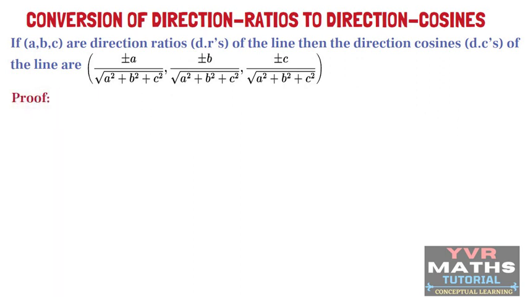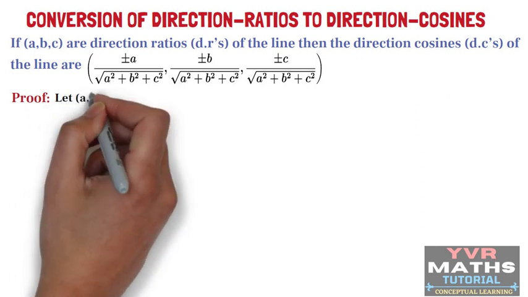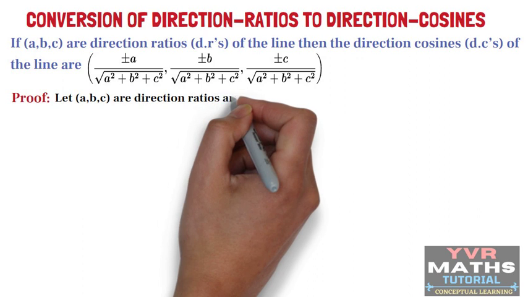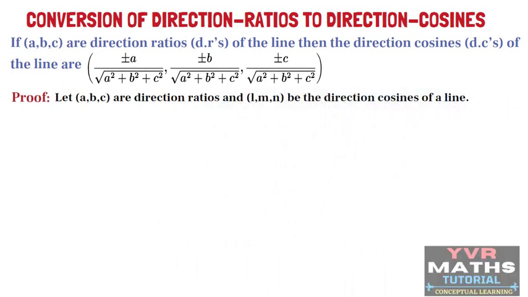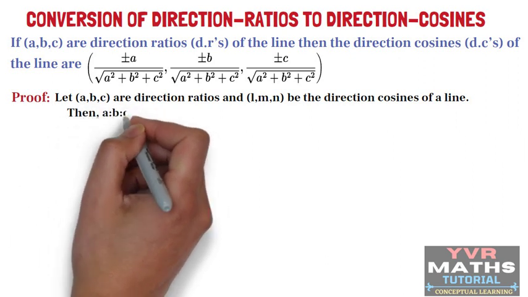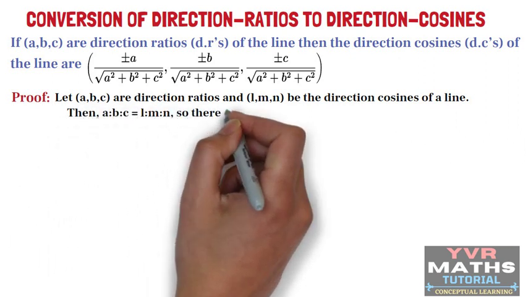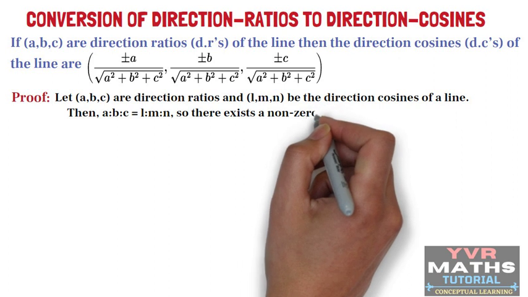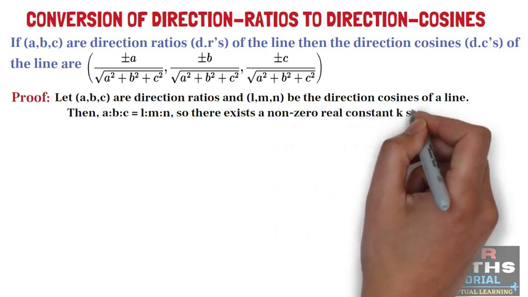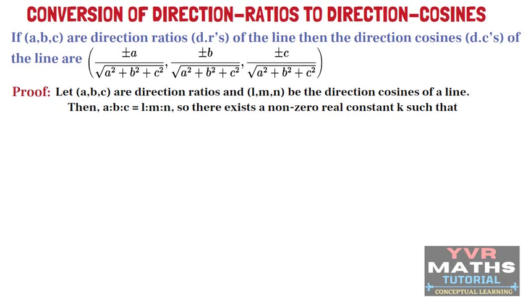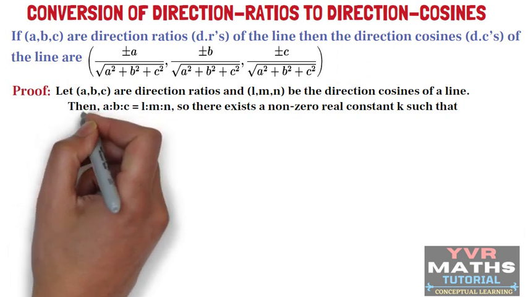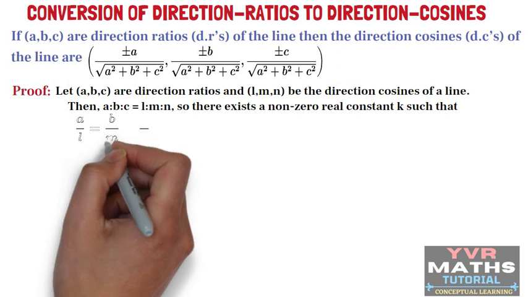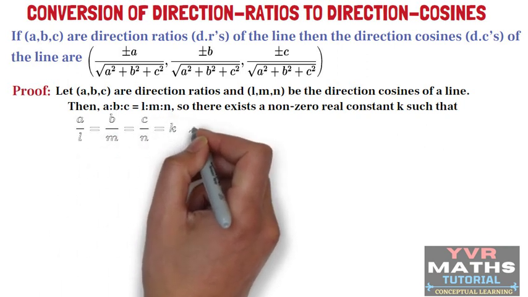Let us discuss how this statement will be possible. Let a, b, c be direction ratios and l, m, n be the direction cosines of a line. Then, by the definition of direction ratios, a is to b is to c is equal to l is to m is to n. So, there exists a proportional constant or real constant k such that a by l is equal to b by m is equal to c by n is equal to k.